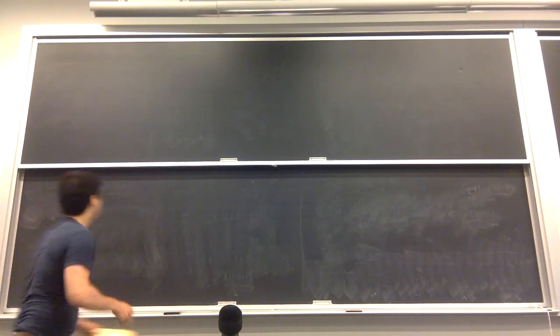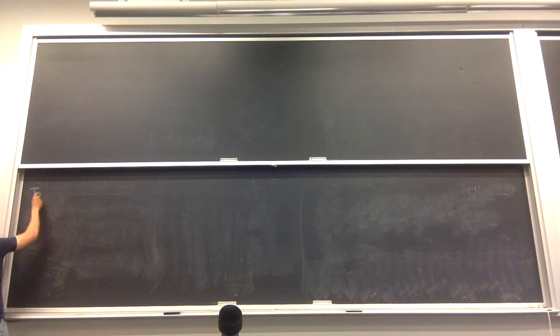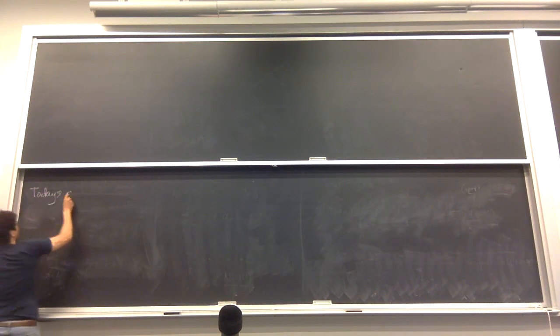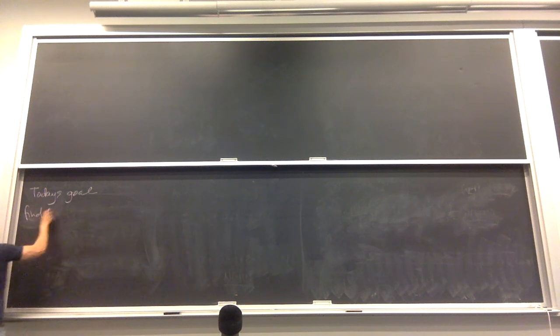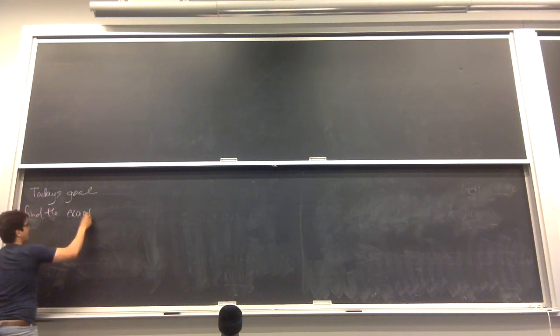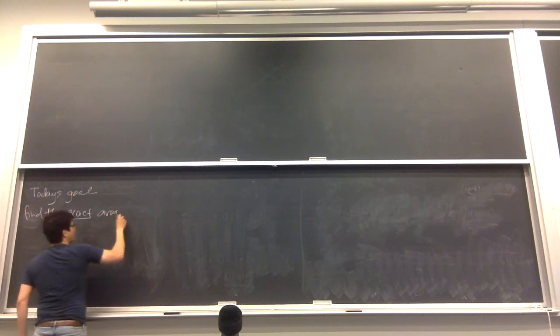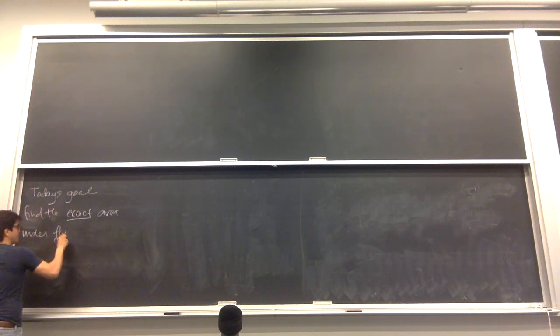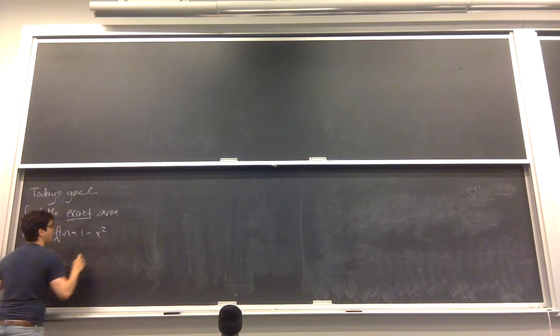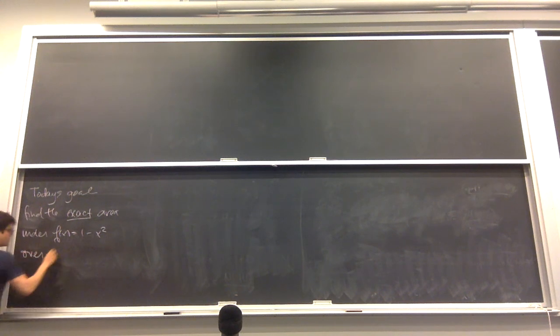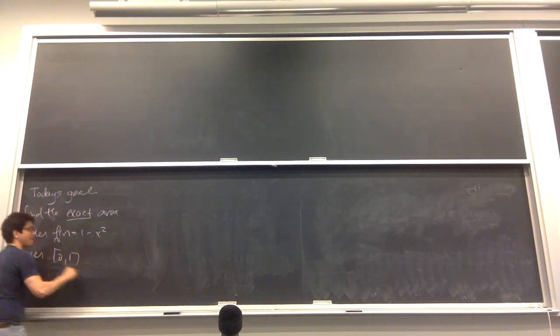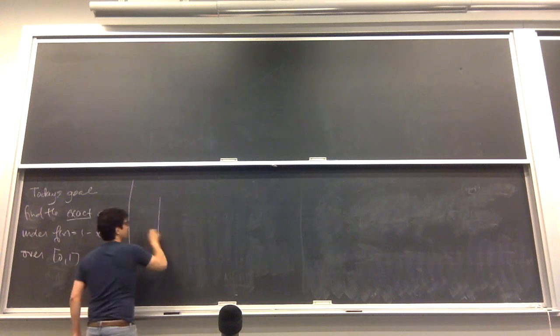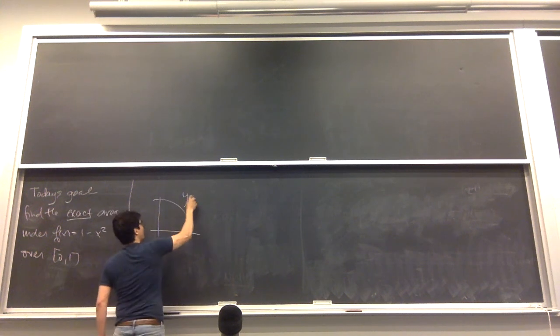Okay, so today's goal: find the exact area under f of x is equal to 1 minus x squared over the interval 0, 1, right? So this was the example from yesterday.